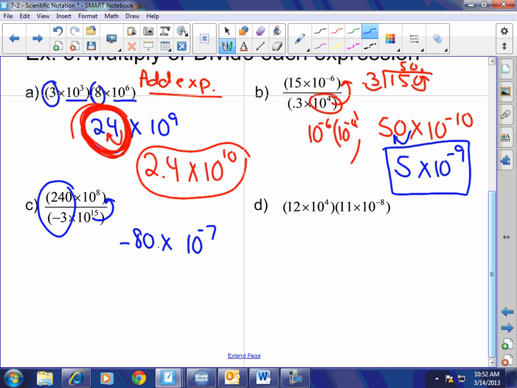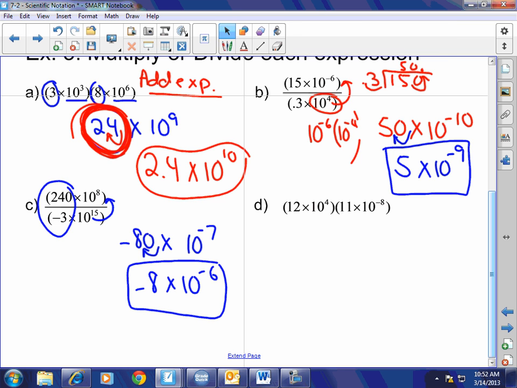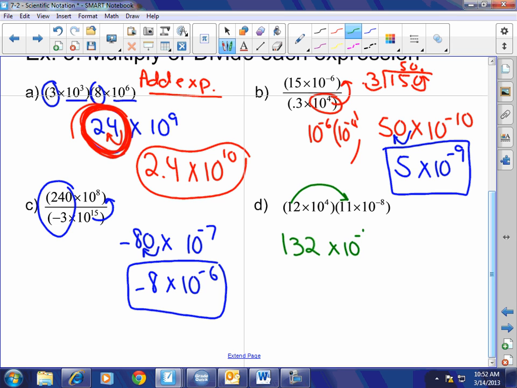So, I'm going to move my decimal 1 to the left. Since it was larger than 1, am I going to add exponents or subtract? So it's going to be negative 8 times 10 to the negative 6. Excellent. Last but not least, 12 times 11 is 132. Times 10 to the negative 4th.